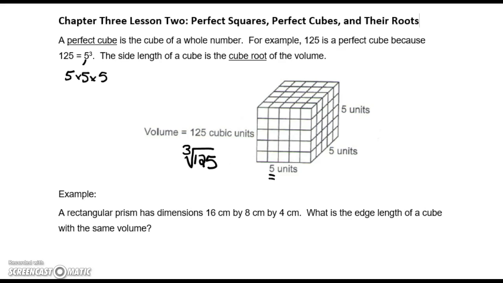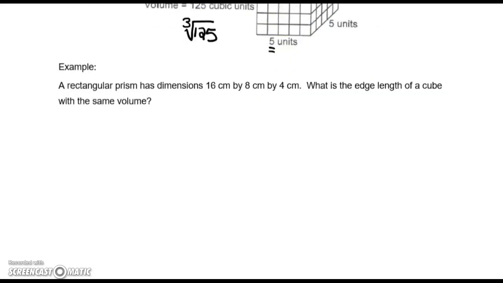So we're going to take a look at example number 2 from your notes, where we're actually going to apply some of this knowledge to some problems involving rectangular prisms and volume. A rectangular prism has dimensions 16 centimeters by 8 centimeters by 4 centimeters. We want to know what is the edge length of a cube with the same volume.